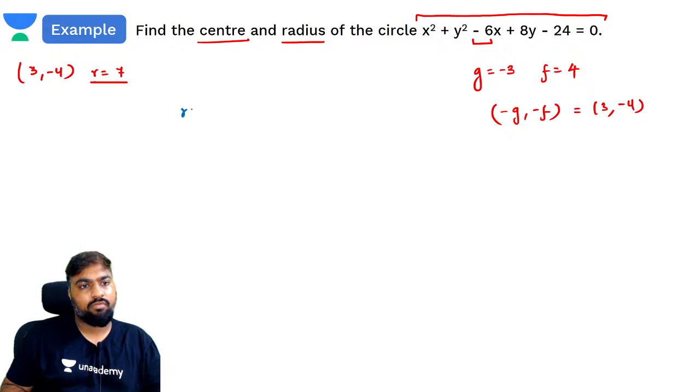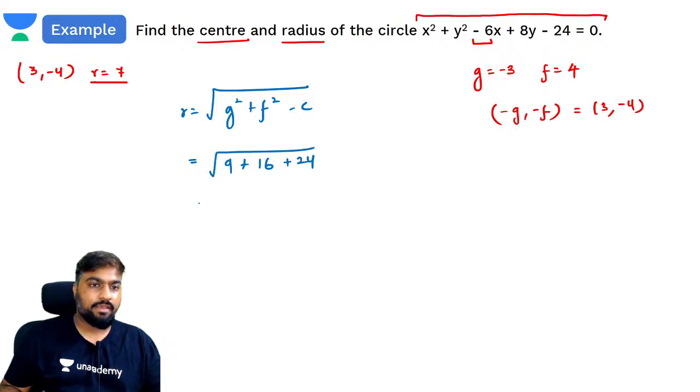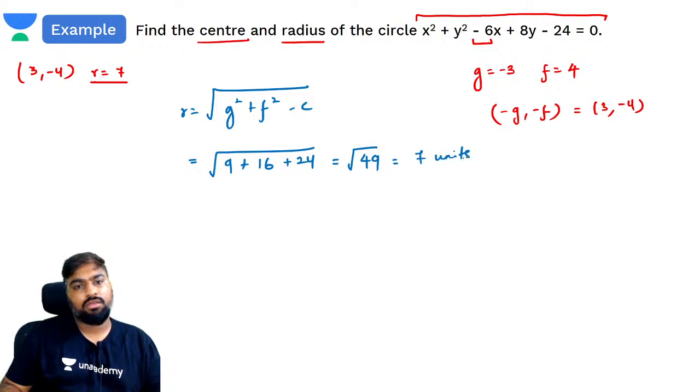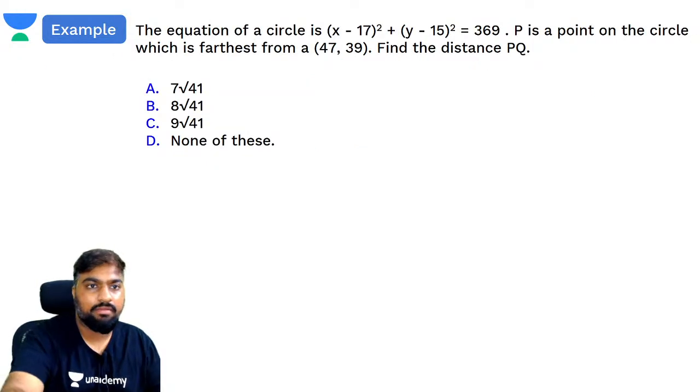And you want the radius. Radius is given by the whole root of g square plus f square minus c. G square is 9, f square is 16, minus c is minus of minus 24. So what do you get? 25 plus 24, 49, root 49 is 7 units. So you got the radius as 7, center as 3 comma minus 4.